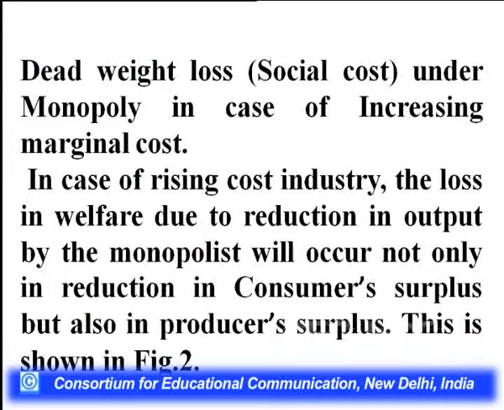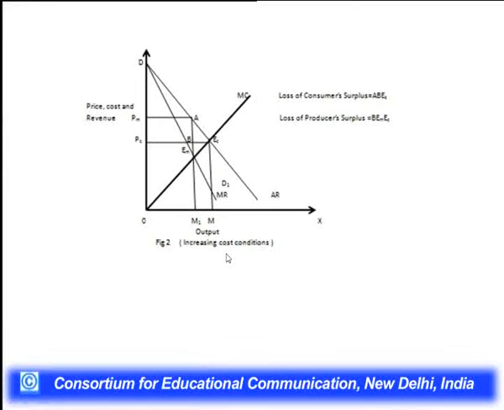In case of increasing cost conditions, we will see that again there is a deadweight loss and there is a loss in welfare due to reduction in output by the monopolist, and this will result in reduction in consumer surplus as well as in producers' surplus. This is shown in figure 2.